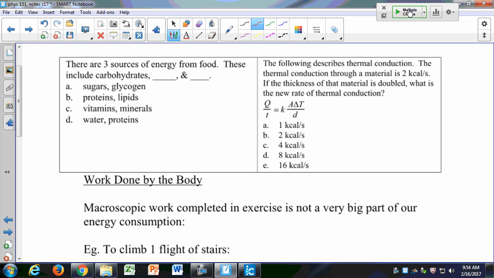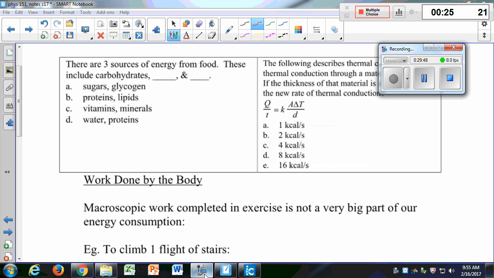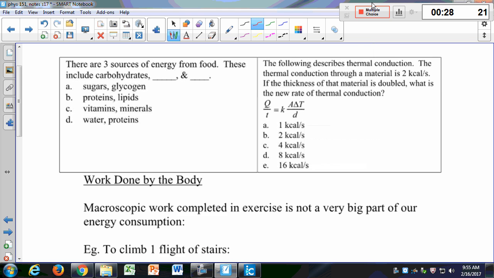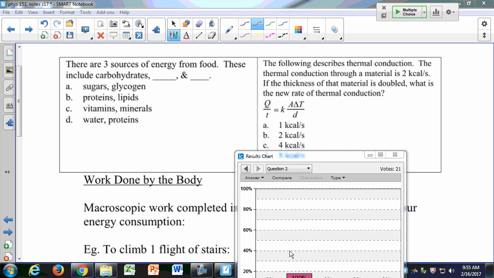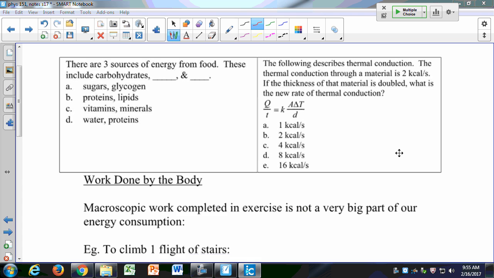All right, so let's try these quicker questions. The one on the left, what are the three sources of energy? Carbs, what and what? And then if you finish that one, go on and think about this next one. I'm going to stop here in just a few seconds. I'll stop at 32. All right, look at y'all. Carbs, proteins, and lipids. Vitamins and minerals are also nutrients, but they don't provide us energy. They provide things that our body needs, but they're not sources of energy per se. All right, let's try this next one.